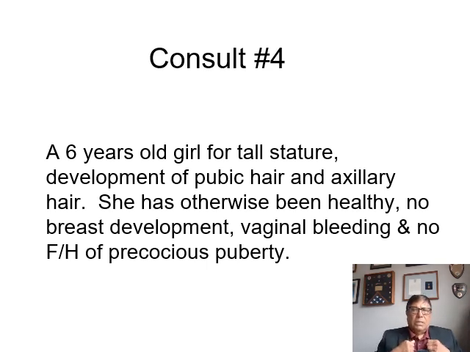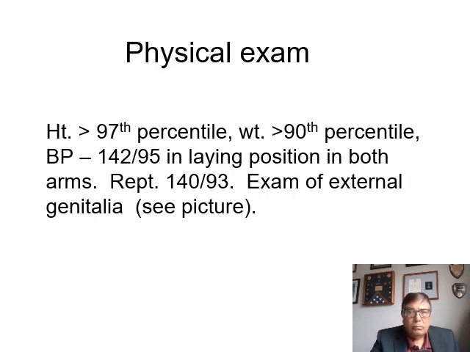The last concern of this presentation is a 6-year-old girl with tall stature, development of pubic and axillary hair, which is scattered though, and she has otherwise been healthy. No breast development, vaginal bleeding, no family history of precocious puberty. Physical examination shows that she is a very tall girl. Height is more than 97th percentile. Weight is above 90th percentile.